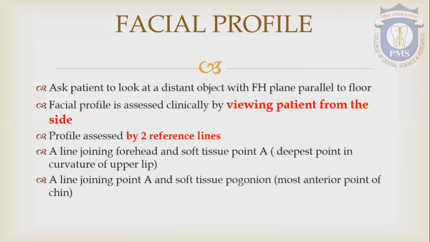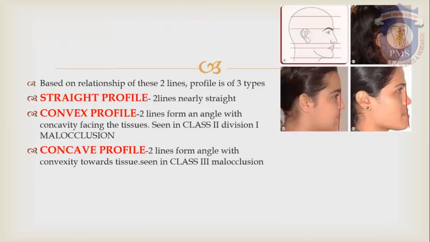Ask the patient to look at a distant object with the Frankfurt horizontal plane parallel to the floor. Facial profile is assessed clinically by viewing the patient from the side. The profile is assessed by two reference lines, a line joining the forehead and soft tissue point A, a line joining point A and soft tissue pogonion. So based on relationship of these two lines, the profile is of three types.